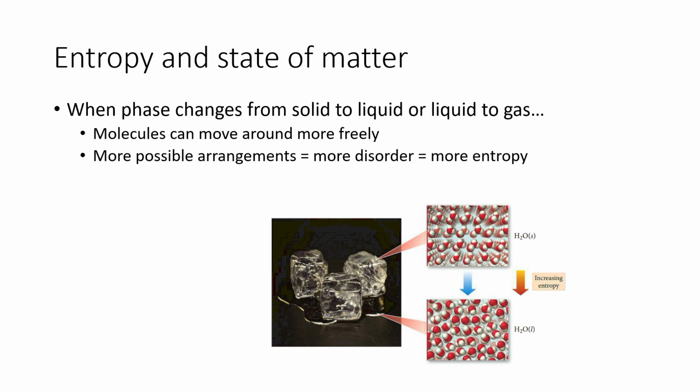State of matter definitely affects entropy. When the phase changes from a solid to a liquid or a liquid to a gas, the molecules can move around more freely. And when they can move around more freely, there's more possible arrangements, so there's more disorder, more entropy. For example, with ice, if you go from solid water, which is this very ordered, structured solid here, and you melt it and turn it to liquid water, there's more disorder here, the molecules are moving around more freely. That change is going to involve an increase in entropy.